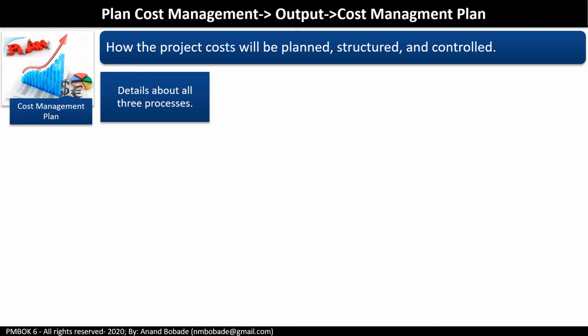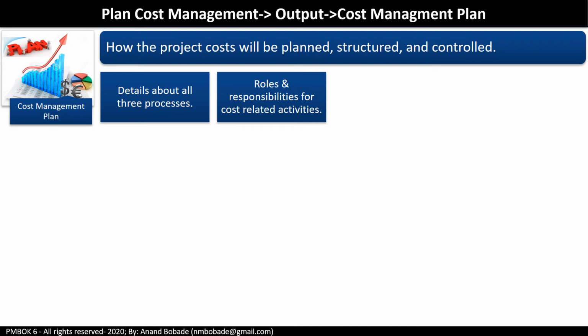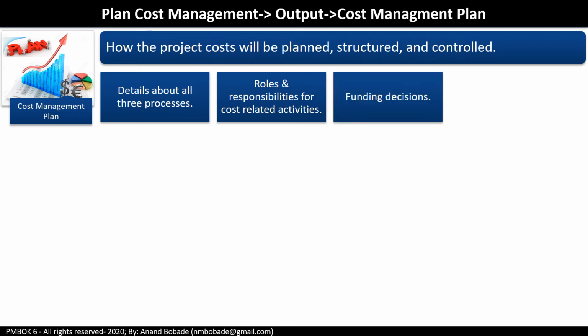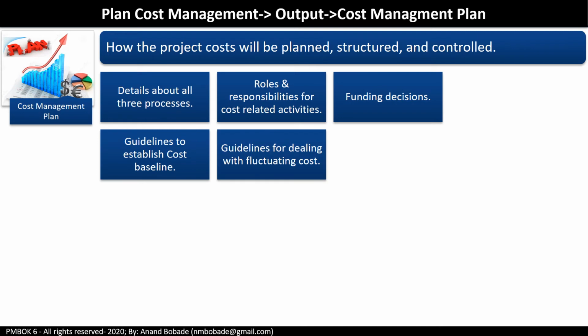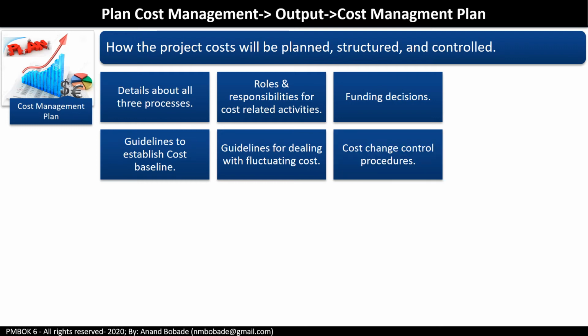It contains details about all three processes, roles and responsibilities for cost-related activities, funding decisions, guidelines to establish a cost baseline and who will approve that cost baseline, and guidelines for dealing with fluctuating cost. For example, in a big multi-year project, the essential, largely used commodities like oil and cement, their cost can fluctuate. So how are you going to deal with this fluctuating cost? And of course, the cost change control procedure.